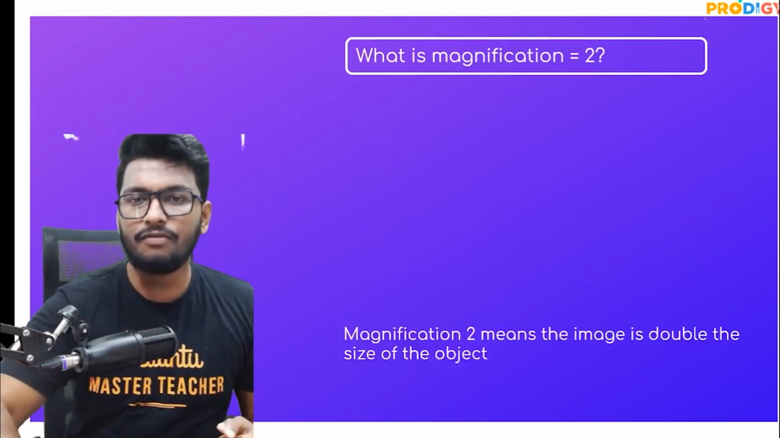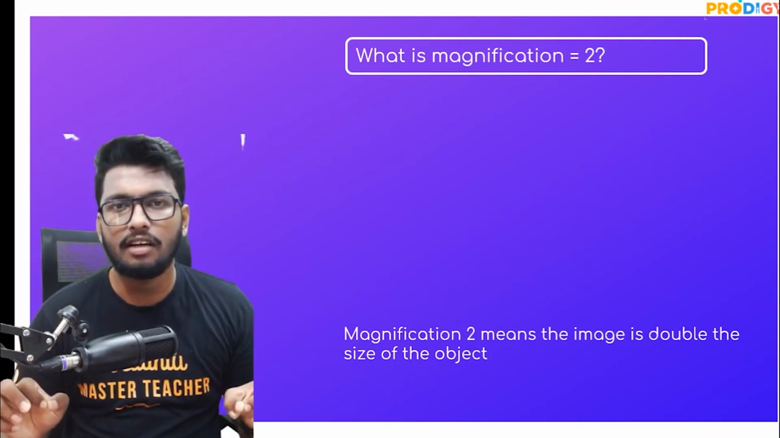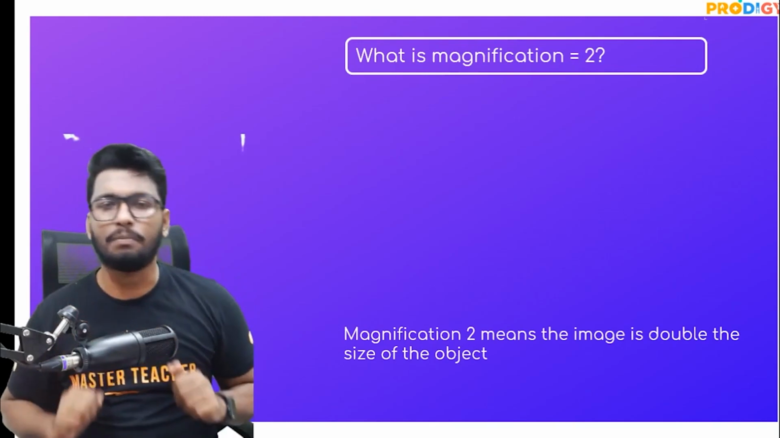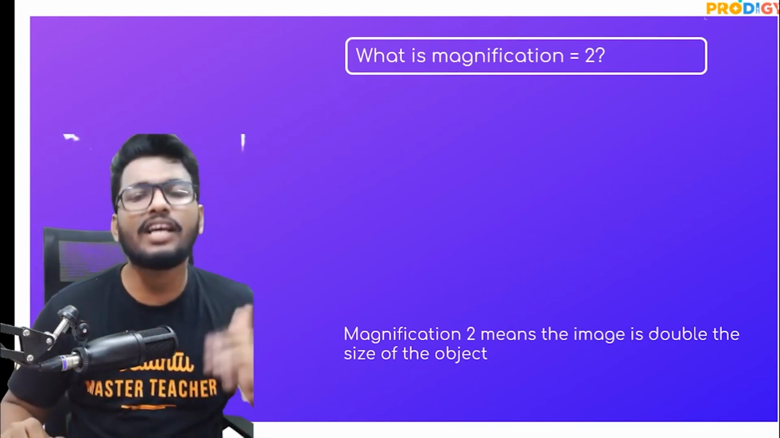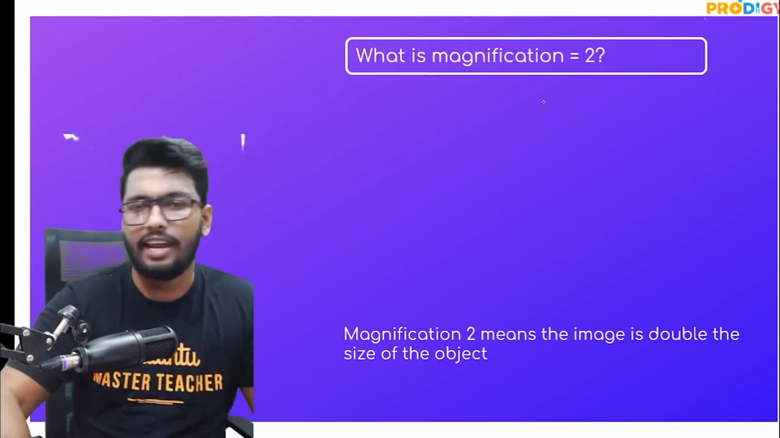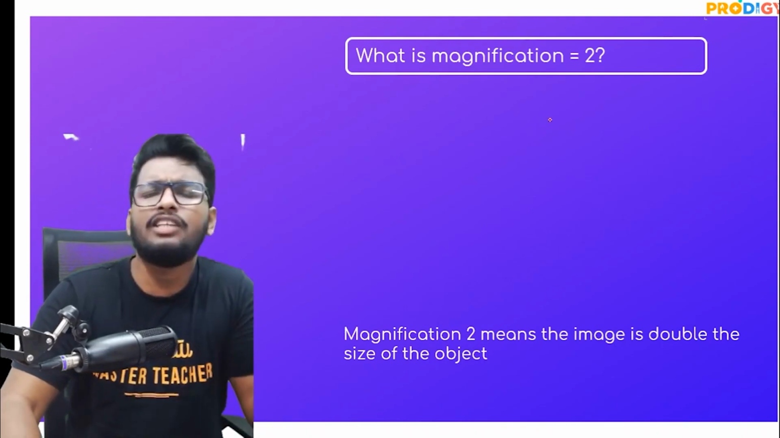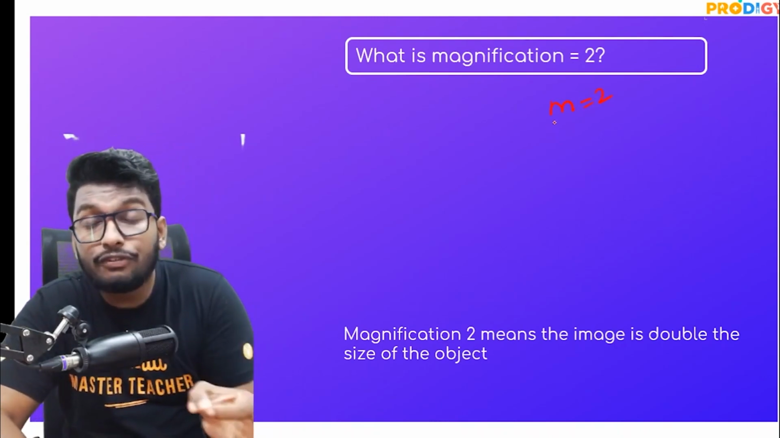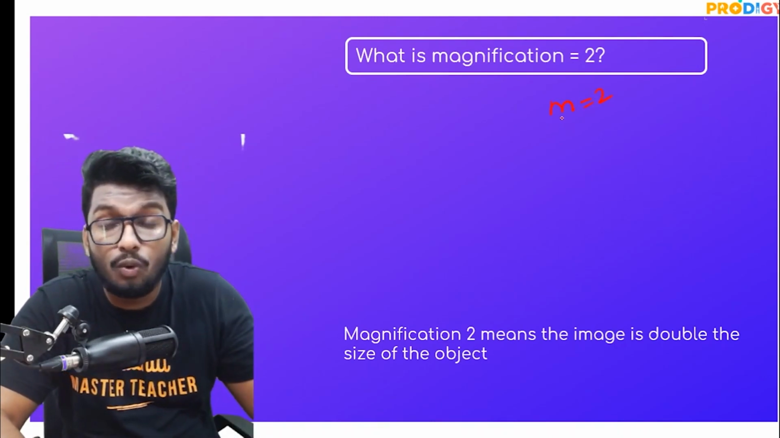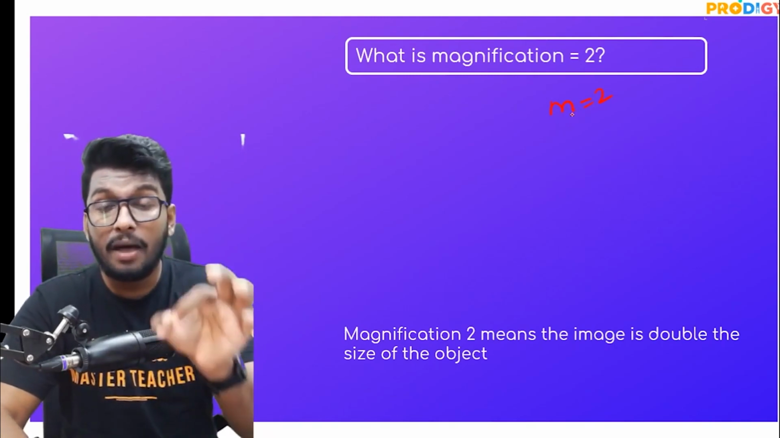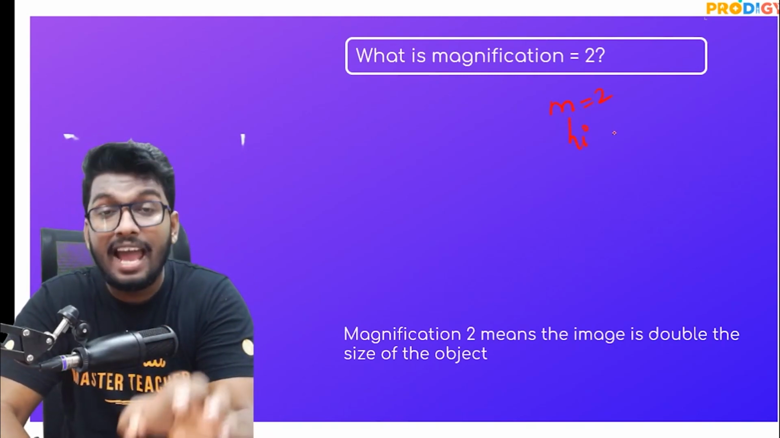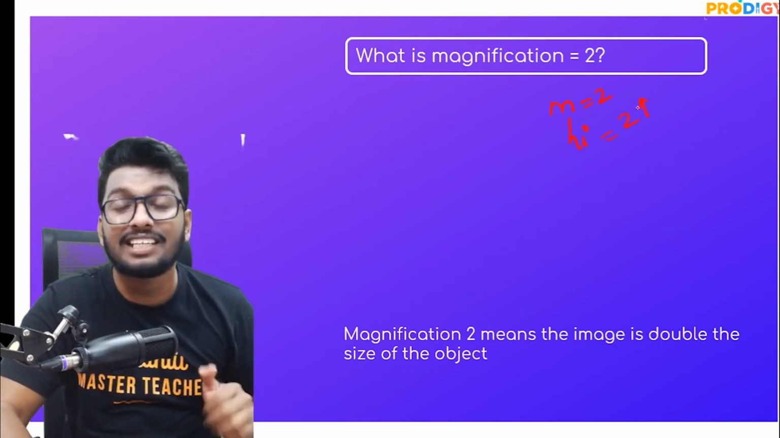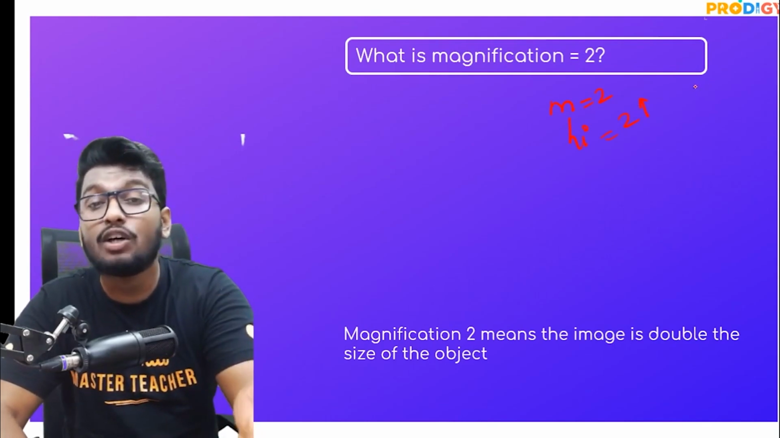See guys, magnification is nothing but the ratio of height of the image to the height of the object. Let me clarify that. For example, guys, let's say there's a ray diagram, and they're saying that in a particular question, they're mentioning that the magnification is given as 2. What does that mean? If the magnification is given as 2, that means that the height of the image is 2 times greater than the height of the object. That is what it means. It's 2 times the height of the object.